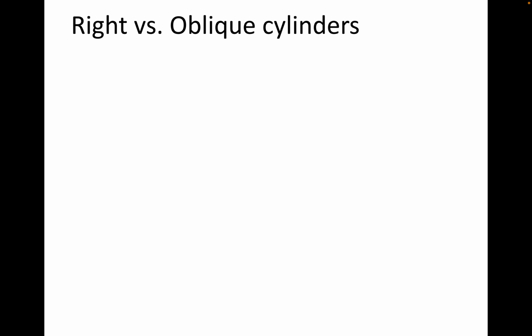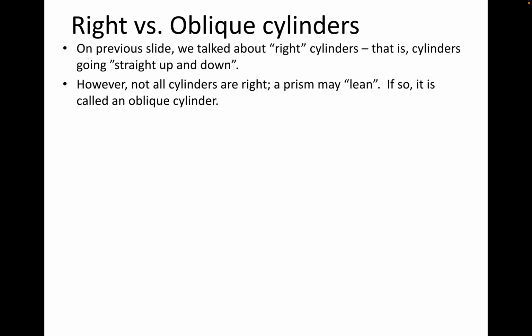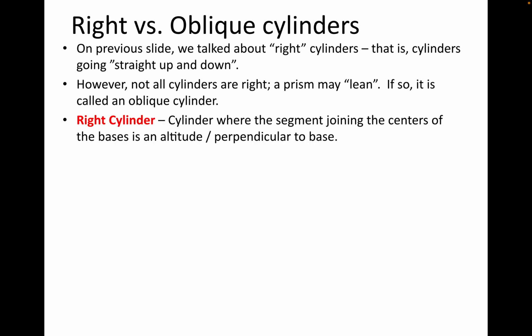And just like we had right and oblique prisms, we can have right and oblique cylinders. On the previous slide, we talked about right cylinders. That is, they go straight up and down. They have right angles. However, not all cylinders are right. A cylinder may lean. If so, it is called an oblique cylinder.